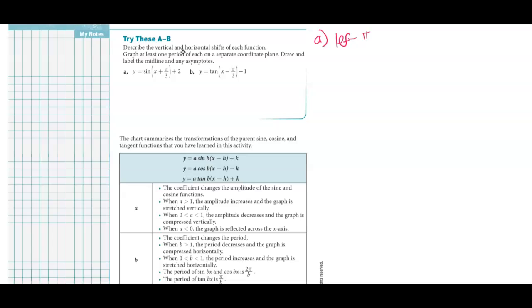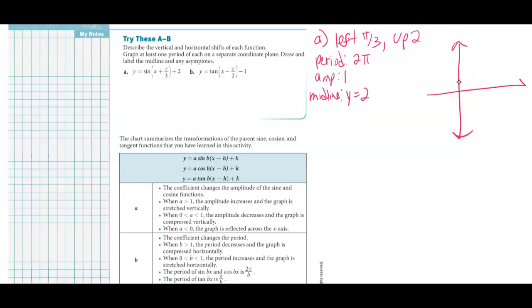So this is going left pi over 3, up 2. So I've got a period of still 2 pi, B is not changed, amplitude is still 1, and midline is y equals 2, that went up 2. So when I graph this, I should probably graph more space up because I know it's going up 2.